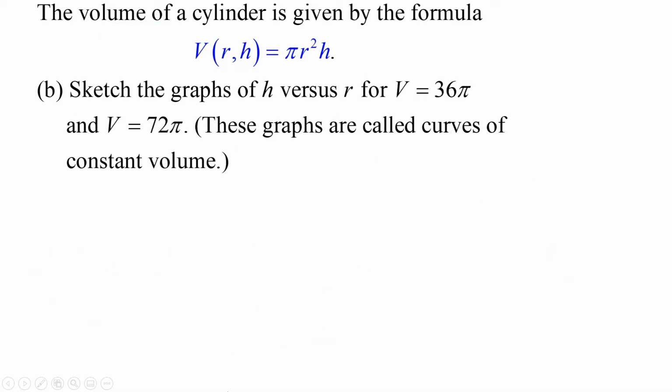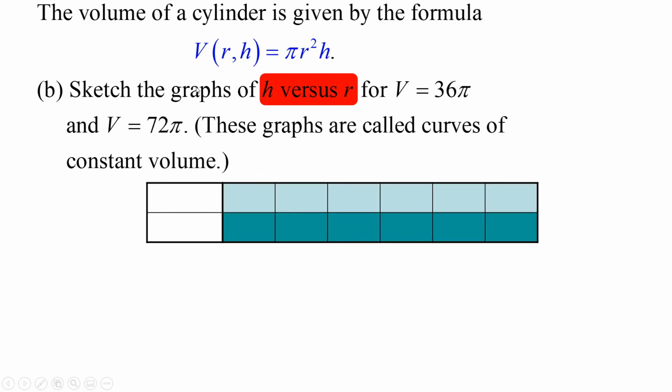Okay, B. Sketch the graphs of h versus r. Remember what that means. h depends on r. And they're going to give you a volume, 36 pi. h depends on r, so let's do this perfectly and set up a little table right here. All right, h depends on r, so that means r would go up top, and then h would go down here. Note these simple r values right there, and h is right there.